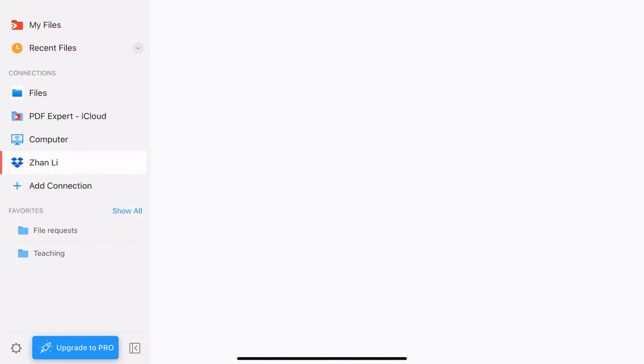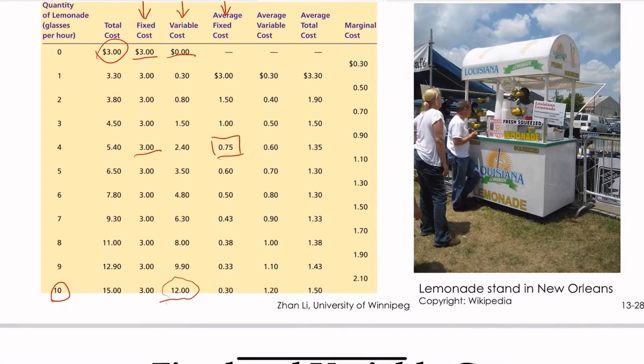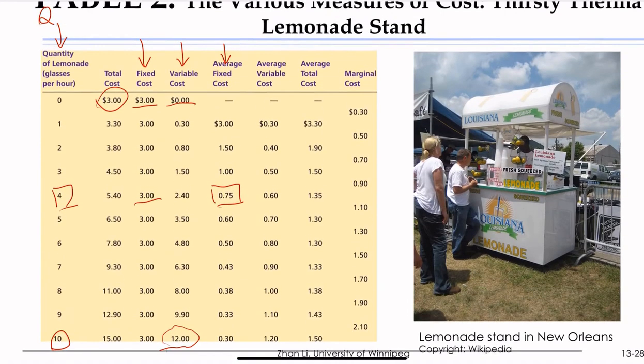That's pretty weird. Okay, so what is the quantity here? The quantity here is 4, right? So, because the quantity is 4 and the fixed cost is 3, the average fixed cost would be 3 divided by 4, which gives you 0.75 here. And now let's try the average variable cost.